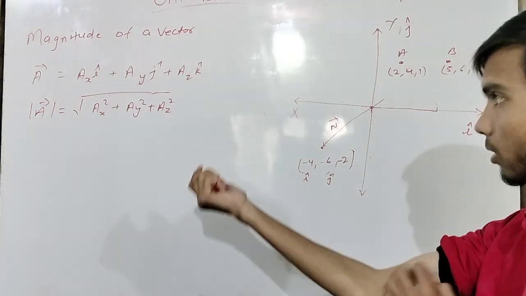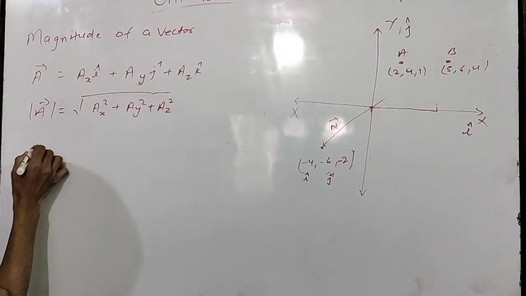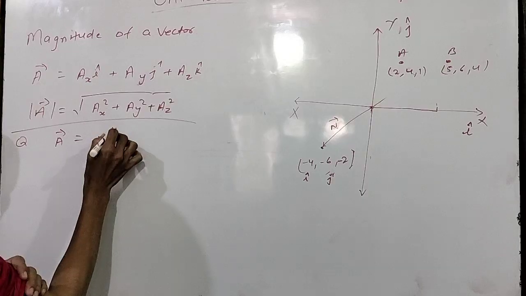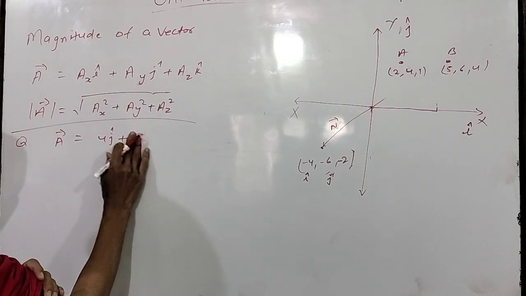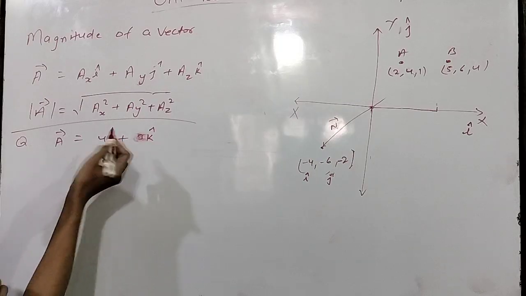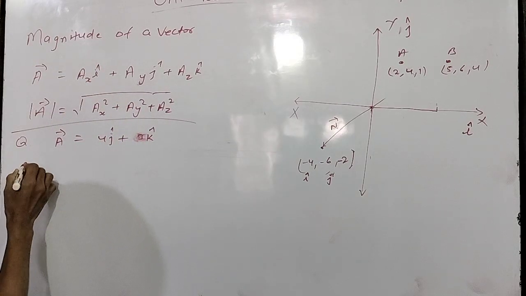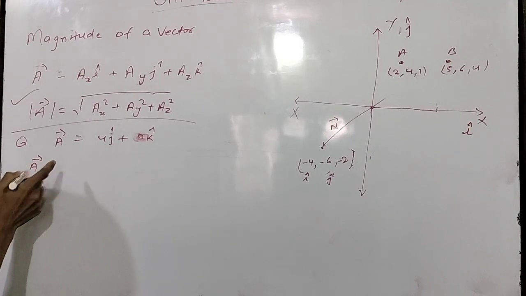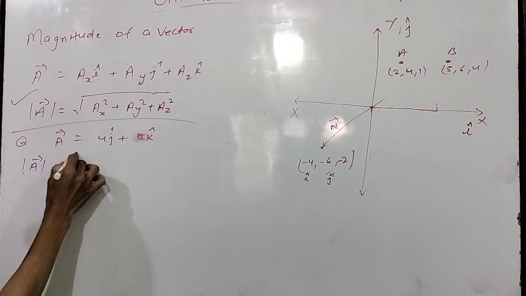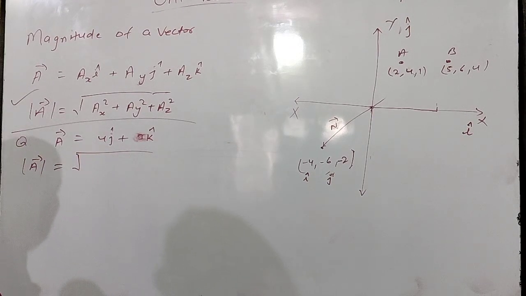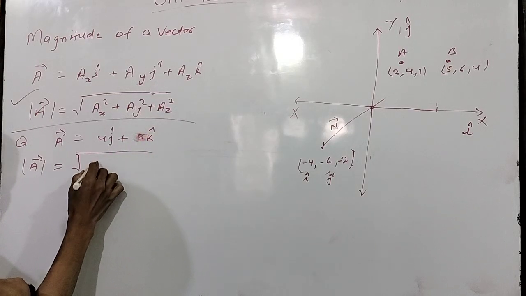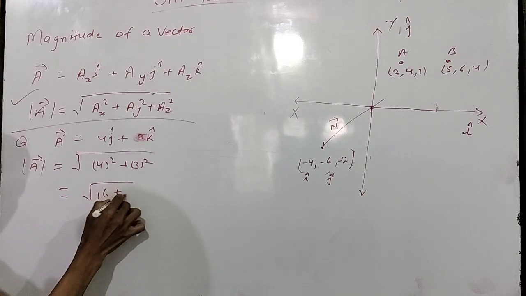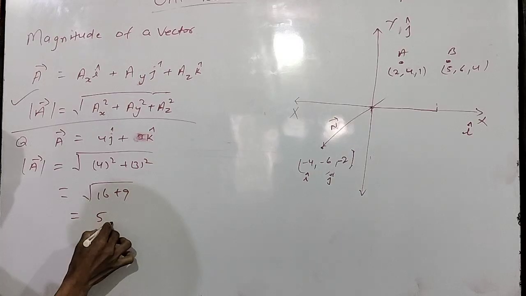Now let's understand this with an example. We have a question: vector a is 4j plus 3k cap. Find the magnitude of this given vector. In that case, just use this formula. This mod is the magnitude. It is just the simple Pythagoras theorem: 4 squared plus 3 squared. That's it, this is not difficult. 16 plus 9 is 25. So 5 is your magnitude.